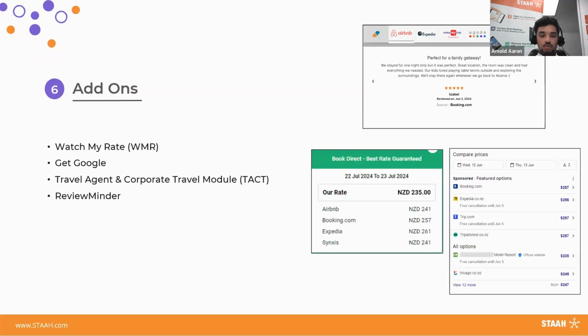Add-ons. So along with the SwiftBook, we do have some add-ons or plugin features that you can subscribe to. So one of them is Watch My Rate. So Watch My Rate, or what we also call WMR, is a tool that can be embedded either on your website, or you can have them only on the booking engine. And what this one does is it helps displaying your direct rate or the lowest available rate for the day. And then it will compare that pricing against up to 5 other OTAs that you have selected out here.